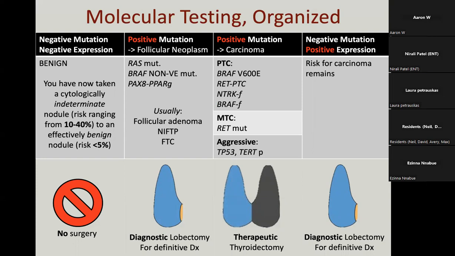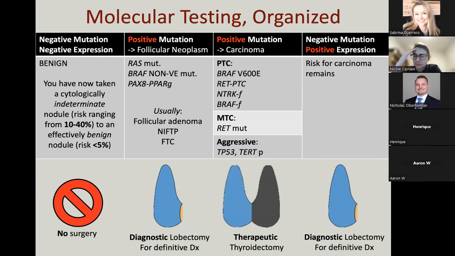If you have a mutation that is positive, that is specific for carcinoma, then we know what to do. The BRAF V600E, the RET PTC, the NTRK, or the BRAF fusions, the RET mutation for medullary, often aggressive mutations like P53 or TERT, then therapeutic thyroidectomy is certainly indicated, right?